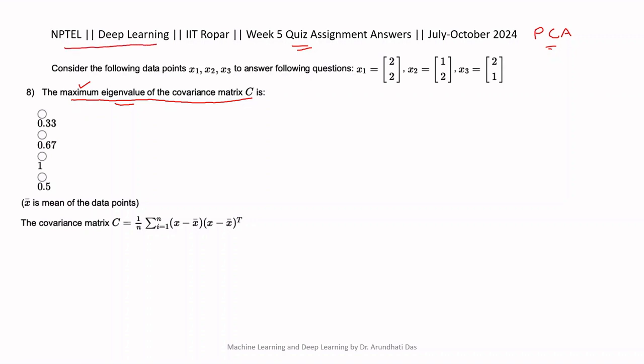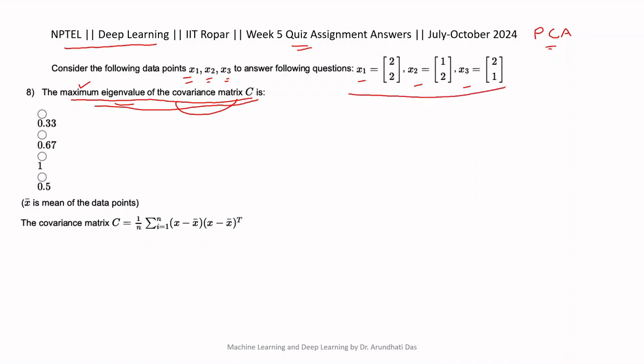Here I am given three data points, x1, x2, and x3, in vector form. As you can see, x1 is 2 2, x2 is 1 2, x3 is 2 1. So what are the steps to find the maximum eigenvalue of the covariance matrix C? I will calculate this covariance matrix by taking reference of these x1, x2 and x3 data points.